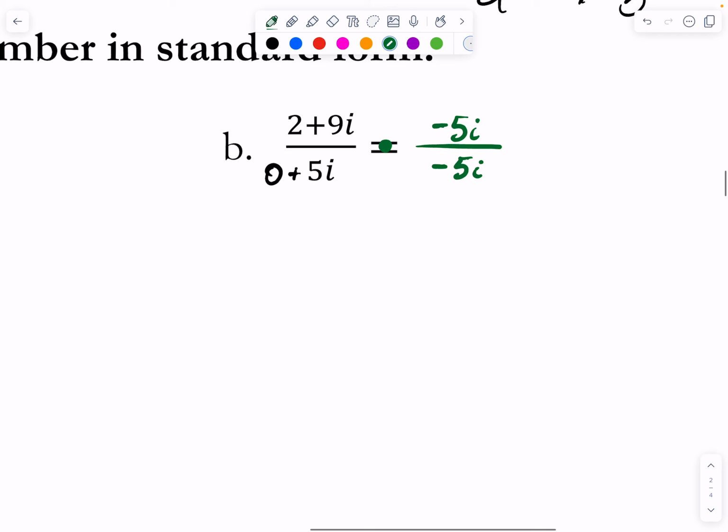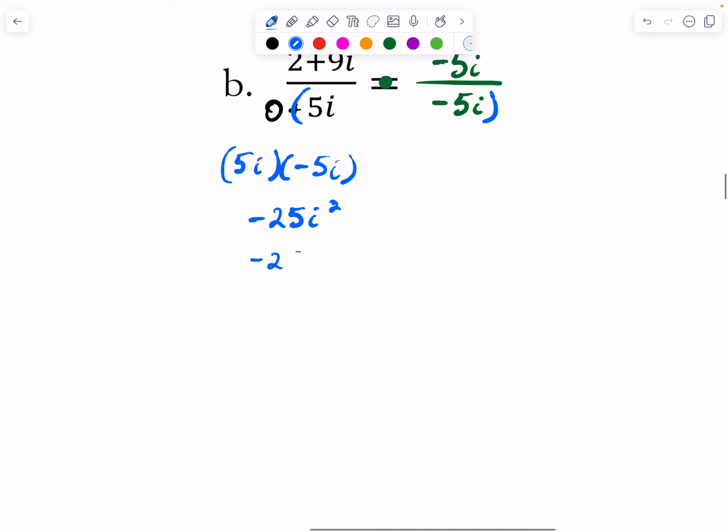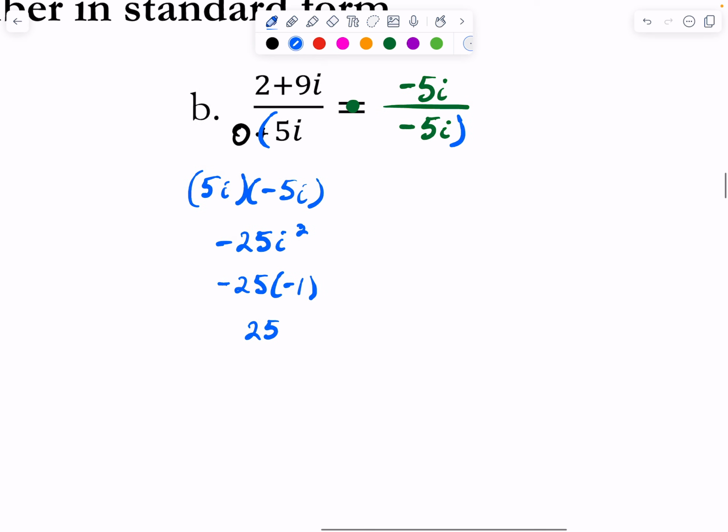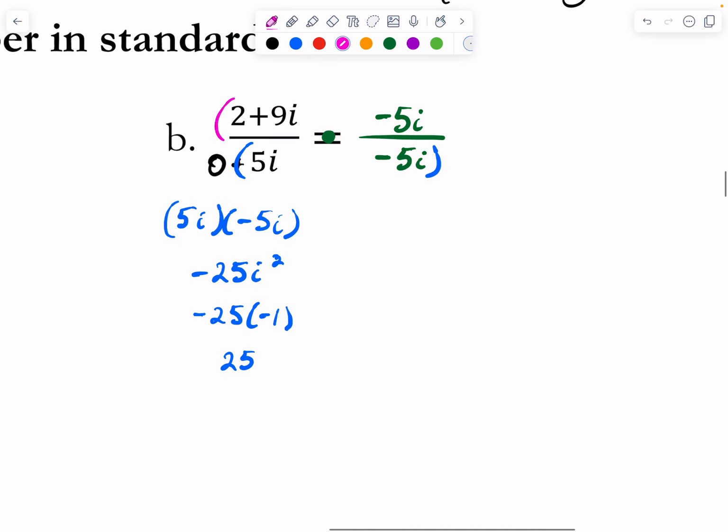All right, so multiplying my 2 on the bottom is going to be 5i times negative 5i, which is going to be negative 25i squared. We know i squared is the same as negative 1, which is positive 25. Again, not surprising, we got rid of our imaginary piece.